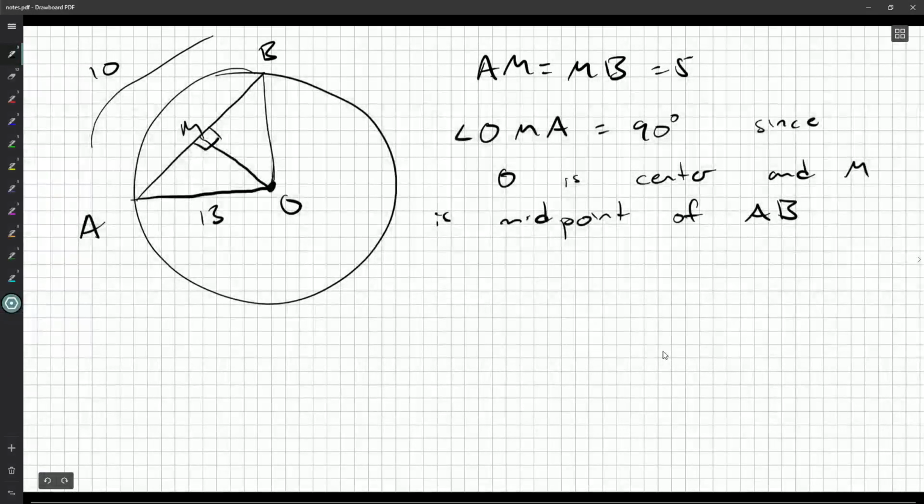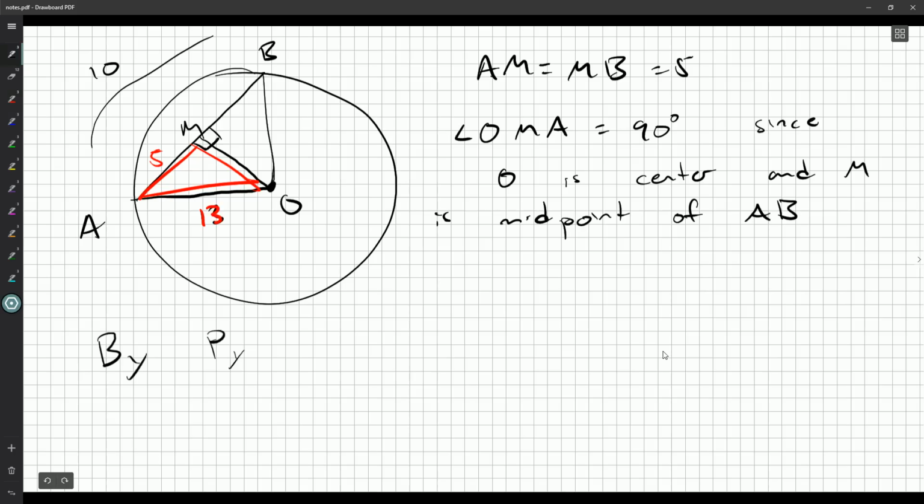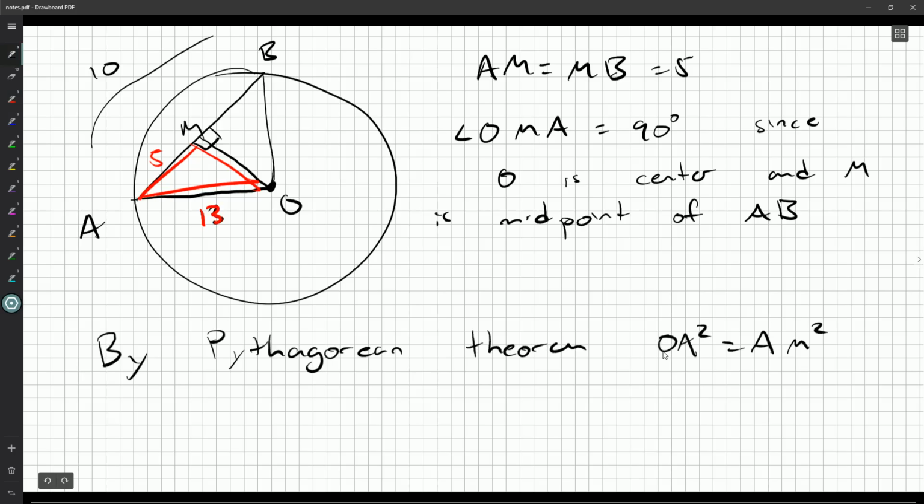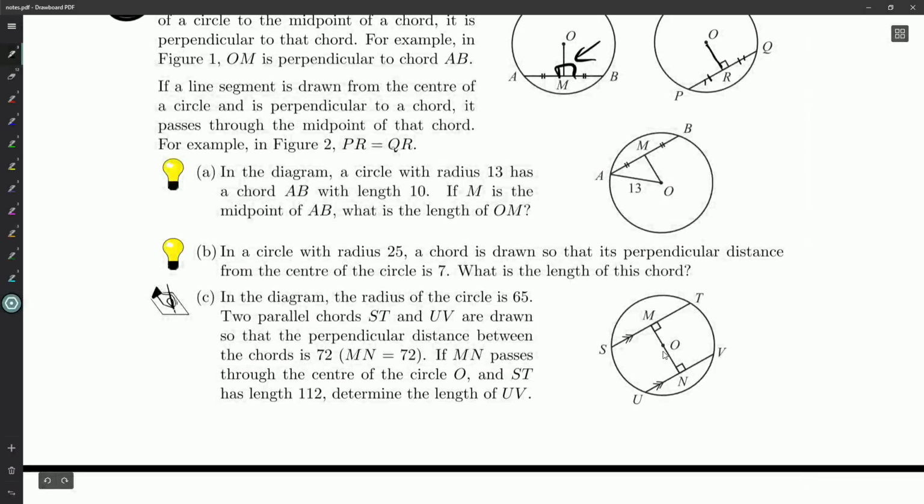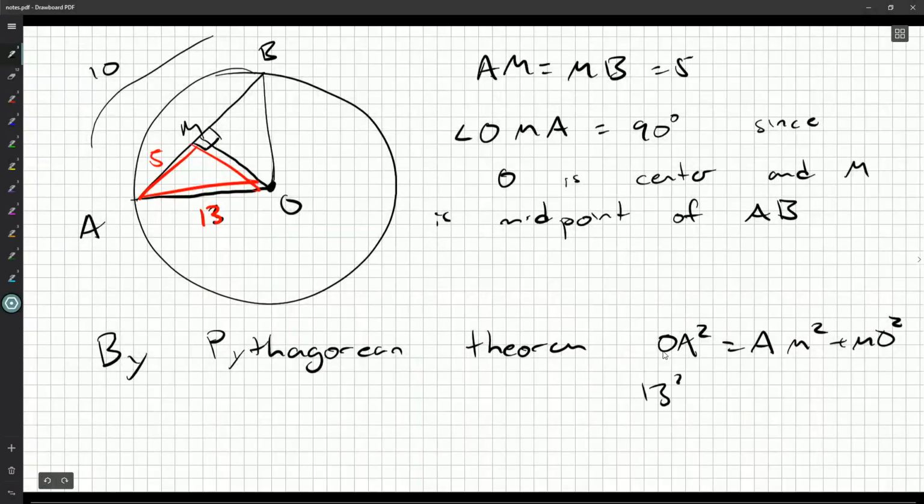Okay. So now what have we got? Well, we've got a right angle triangle. So we could say by the Pythagorean Theorem applied to this triangle here. We know this is 5, this is 13, and you might remember your Pythagorean triples. 5, 12, 13 is really common. So we might say by the Pythagorean Theorem, OA squared is AM squared plus MO squared. We are trying to find MO, right? Yeah. OM, whatever. So that's 13 squared is 5 squared plus, I'll rewrite it as OM squared.